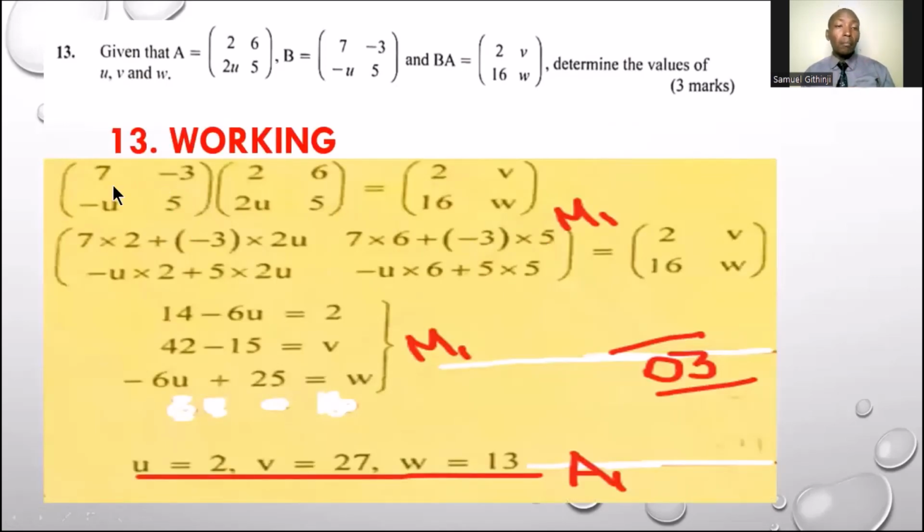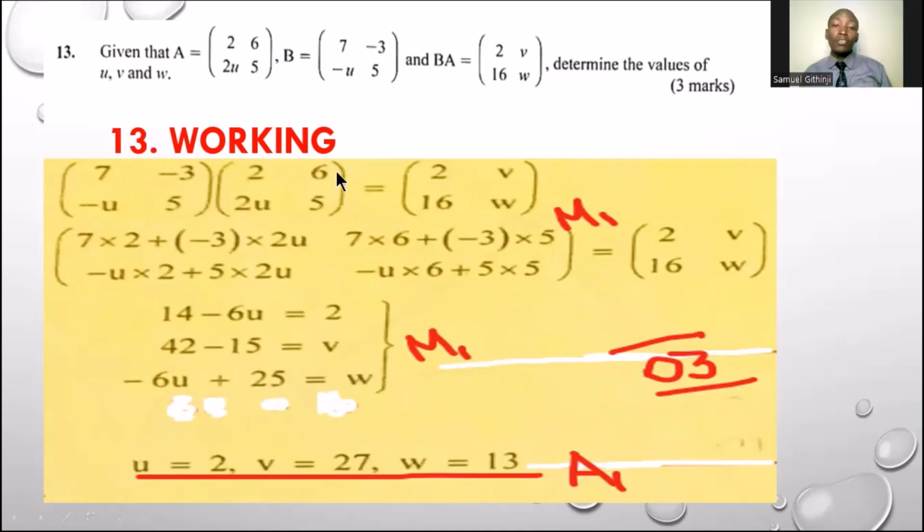The way we multiply matrices, like I have the row here, I multiply with the column. 7 multiplied by 2, that's 14. Negative 3 multiplied by 2u here, that is negative 6u, and it equals 2 here. Why 2? The 2 is the element in the first row, first column. So I get it by multiplying the first row and the first column. With that, I'm good to form another equation.